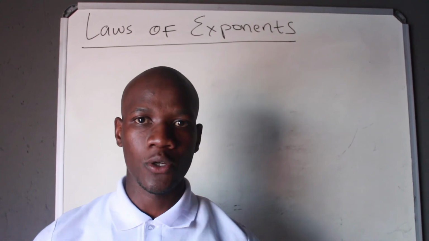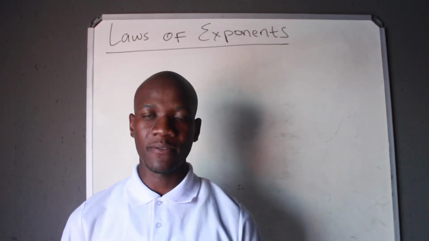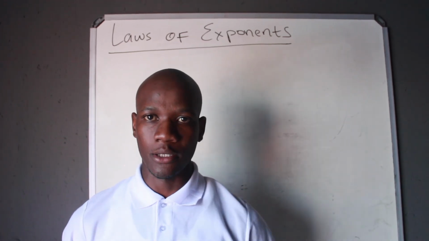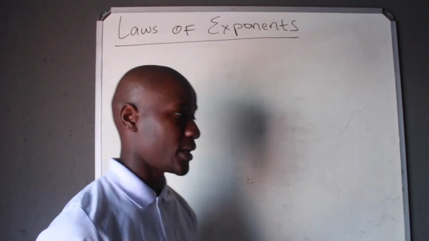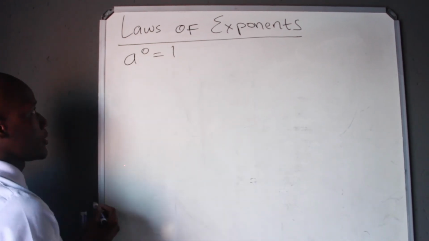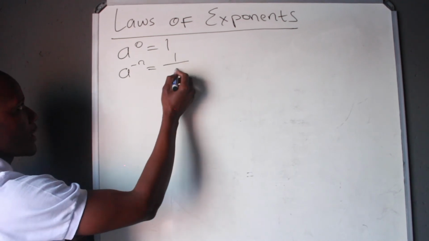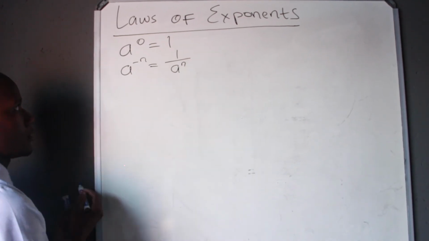I've explained all the laws of exponents. Know how and when to apply them when simplifying exponential expressions. So always remember these laws, guys. A to the power of 0 is 1. A to the power negative n is 1 over a to the power n.